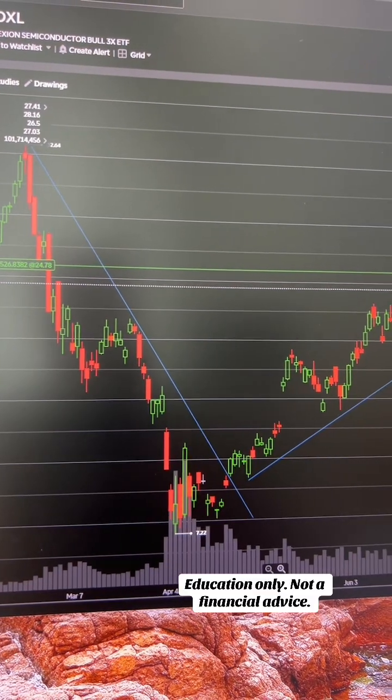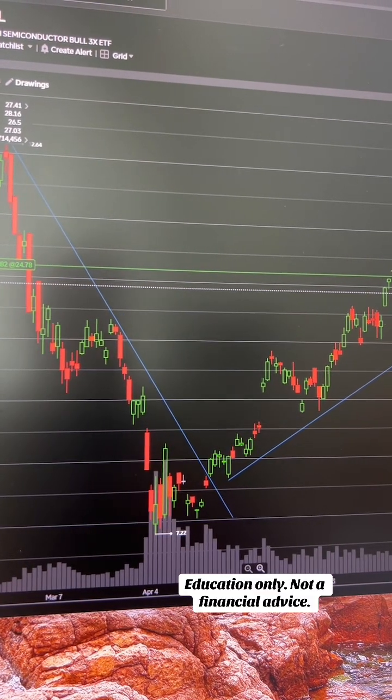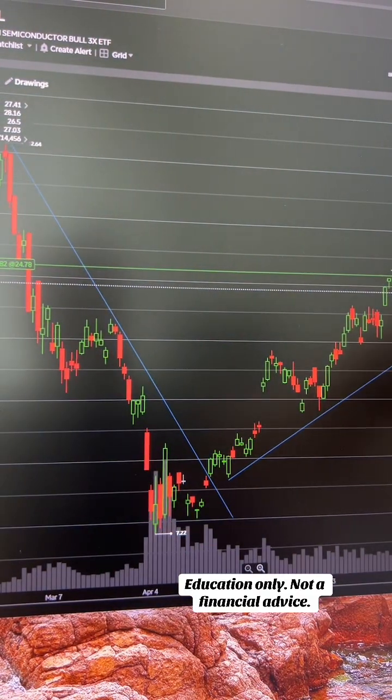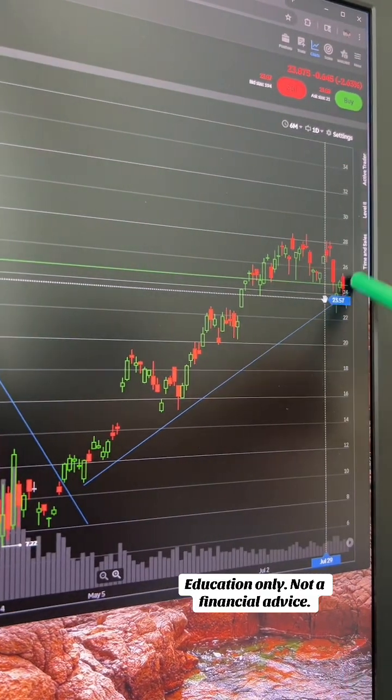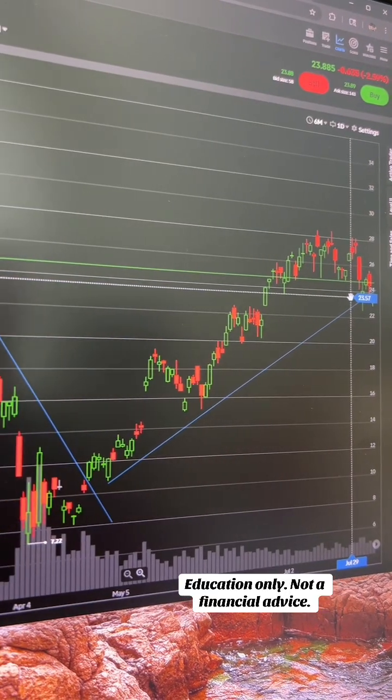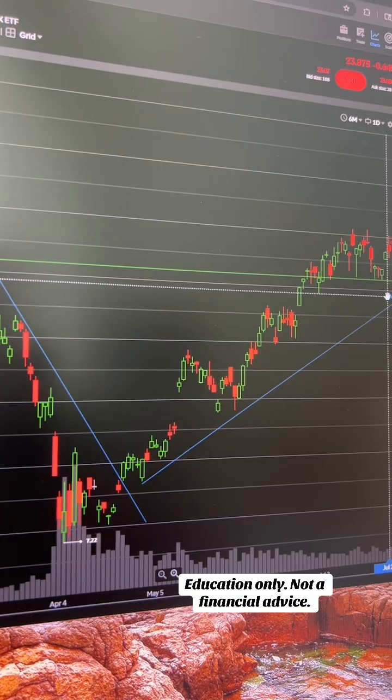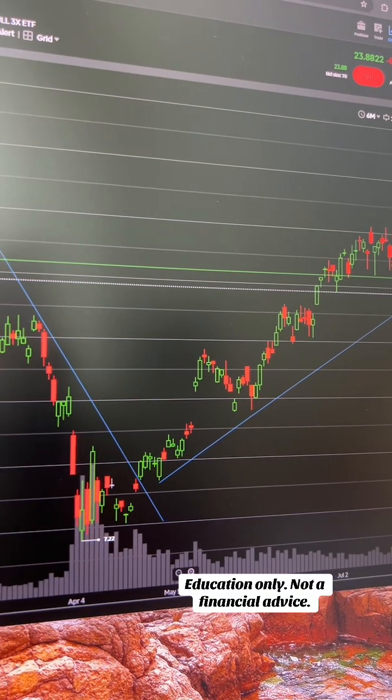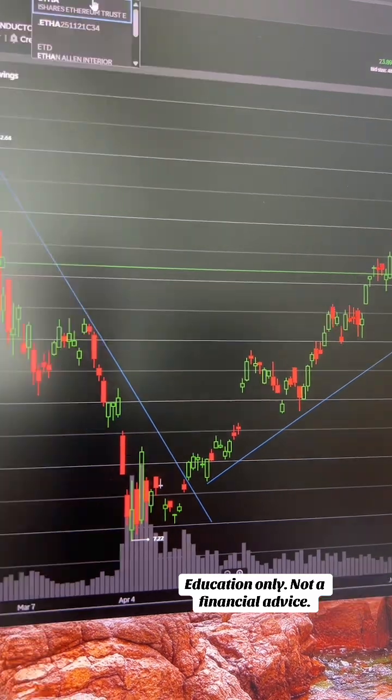But does this have a cup and handle format? No, it does not. You could say maybe this is the cup and then this is maybe becoming a handle, but it's not really that clear. So I'm not willing to bet my money and invest accordingly based on technical analysis.